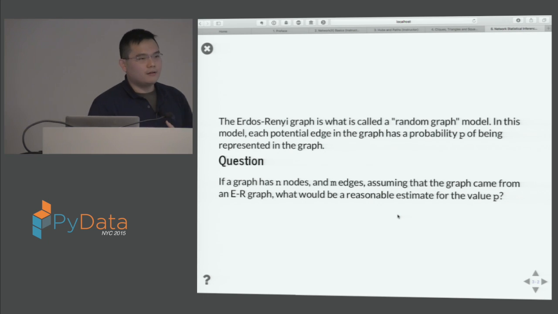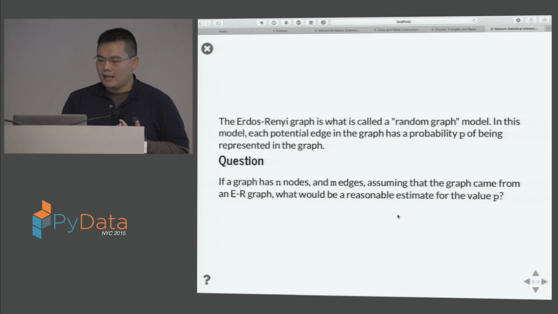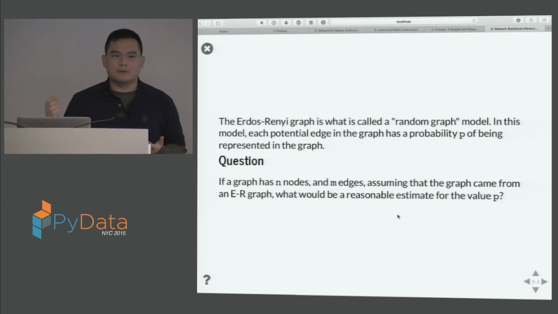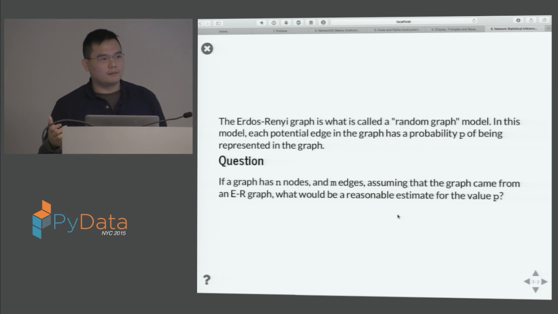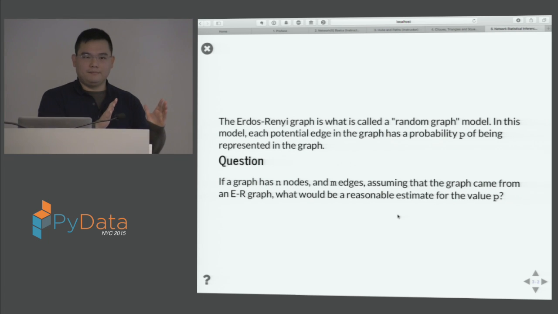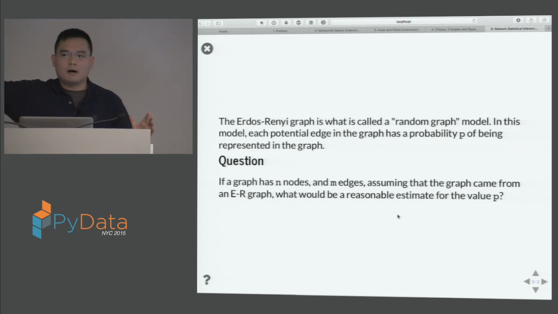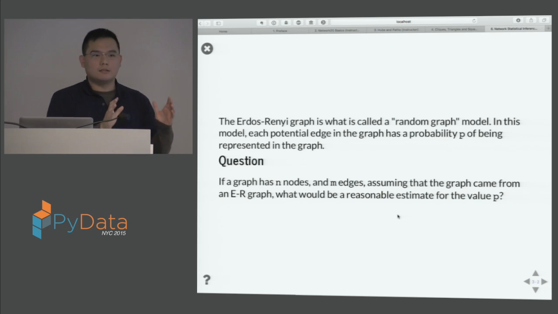If I have n nodes and m edges, and I assume that the graph came from an ER graph, what's a reasonable estimate for the value of p? So I've got some data, and I need to estimate the value of p in the ER model that likely generated my data. So what do you guys think?